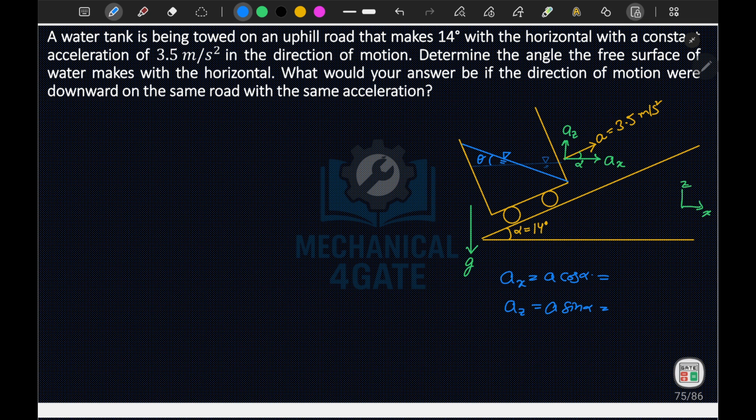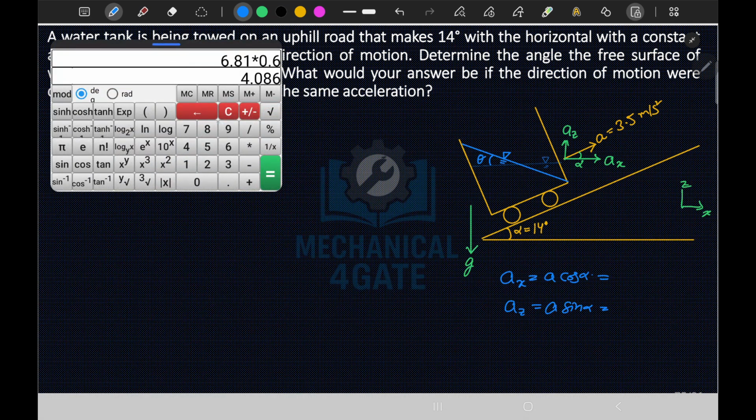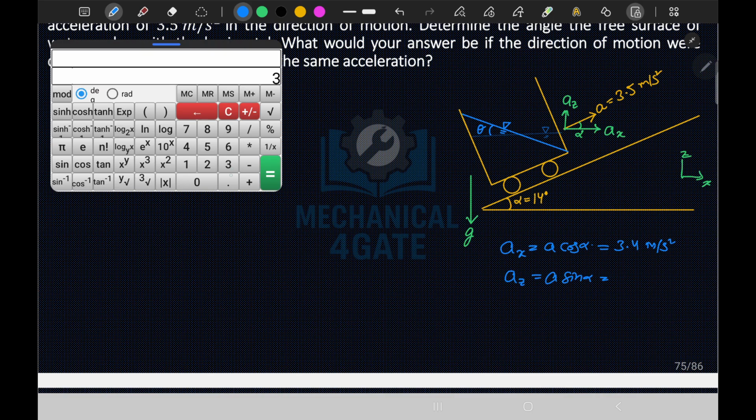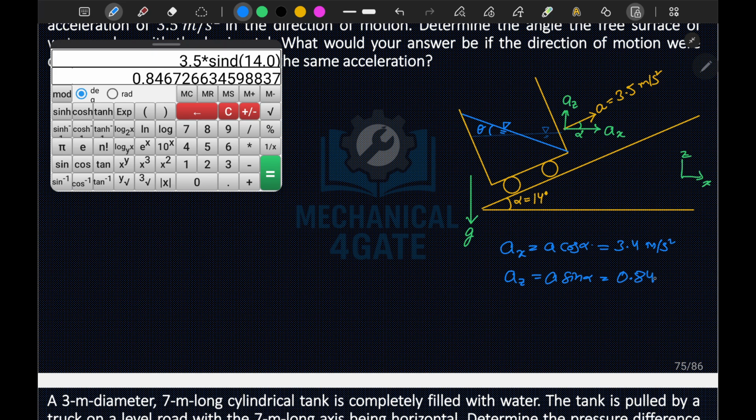If I calculate these values here, we know that alpha is equal to 14 degree, so ax is 3.5 times cos 14. This is 3.4 meter per second square. And az will be 3.5 times sine of 14. So this is 0.84 or 0.85 meter per second square.